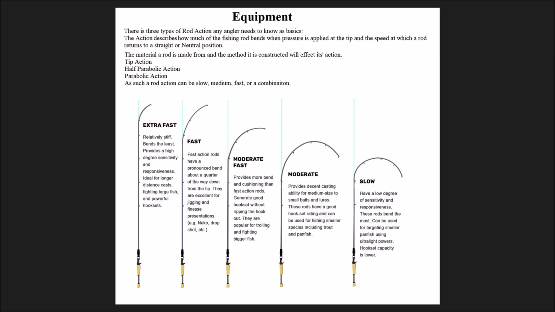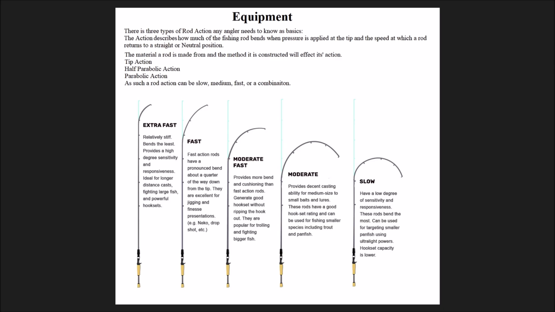Extra fast is stiff, bends the least, and provides a high degree of sensitivity and responsiveness, ideal for longer distance casts, fighting large fish, and powerful hook sets. Fast action has a pronounced bend about a quarter of the way down from the tip. They are excellent for jigging and finesse presentations. Moderate fast provides more bend and cushioning than fast action rods, generates a good hook set without ripping the hook out, and they are popular for trolling and fighting bigger fish.